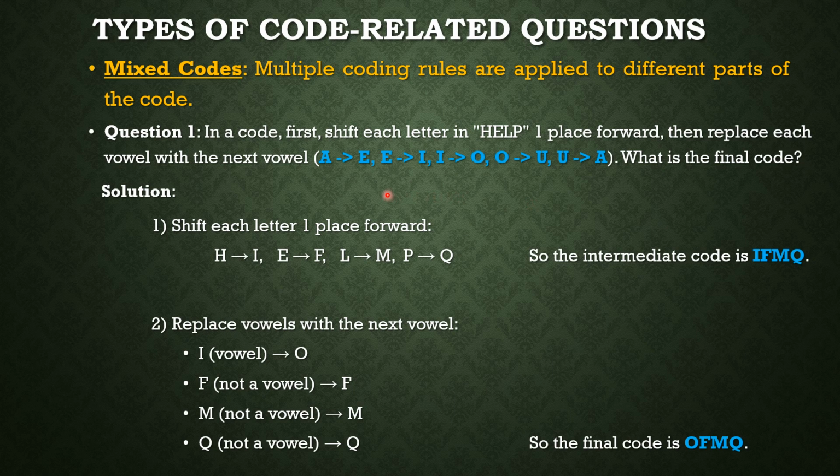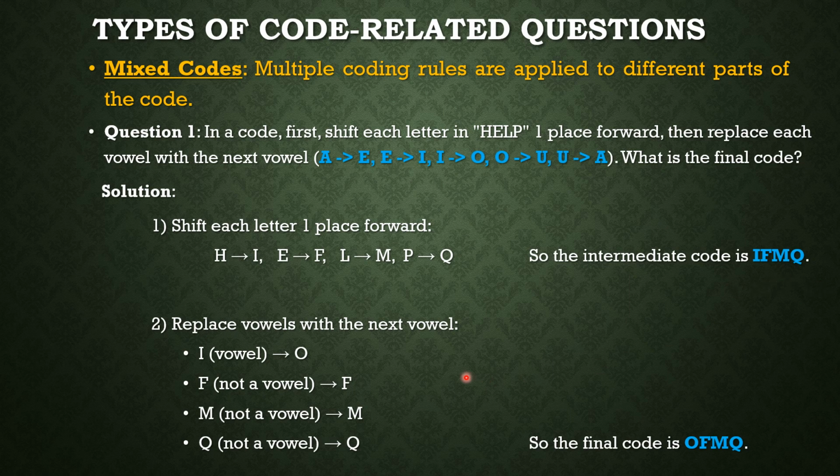Now, here is the catch. It is asked to replace only the vowel with the next vowel, not the consonants. So we need to be very careful there. Let's solve this. In the case of help, if we push each alphabet by one letter, H will get replaced with I, E with F, L with M, and P with Q. So the intermediate code would be I, F, M, Q.